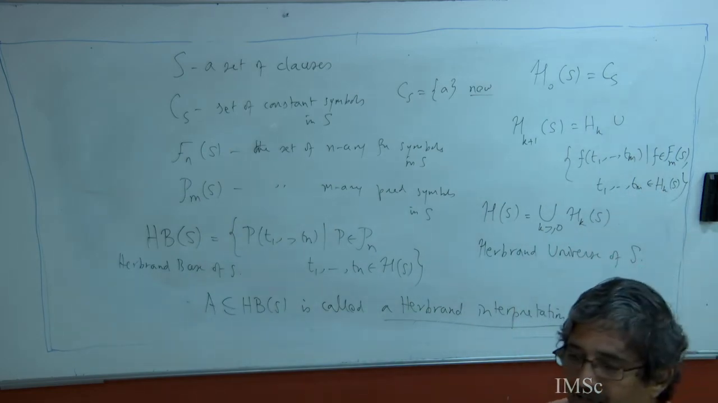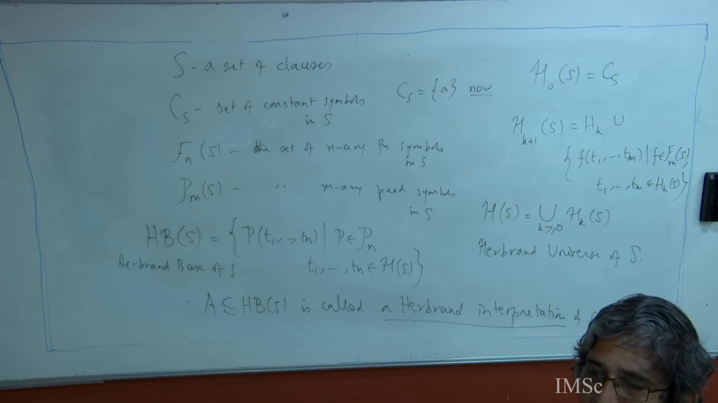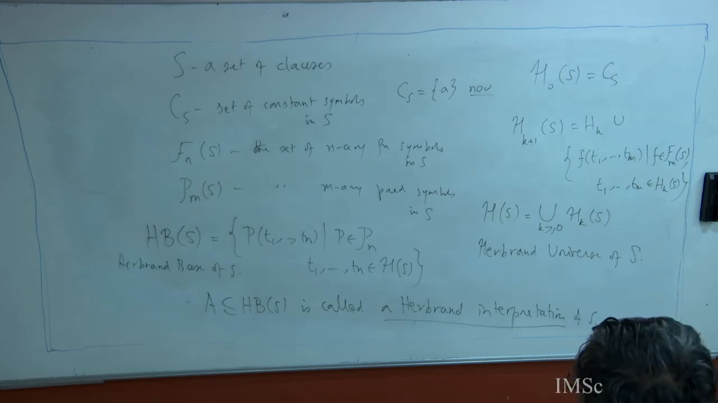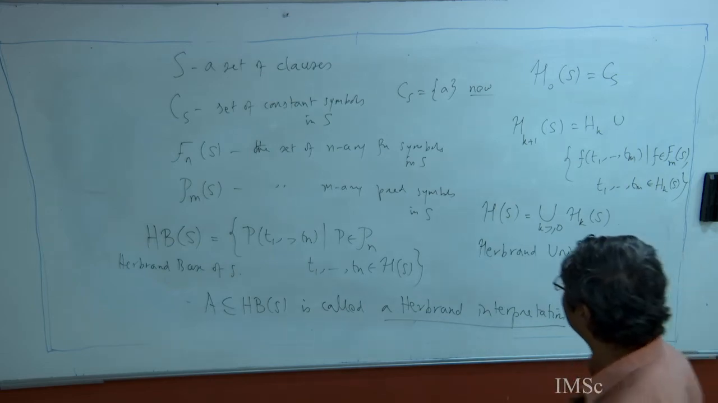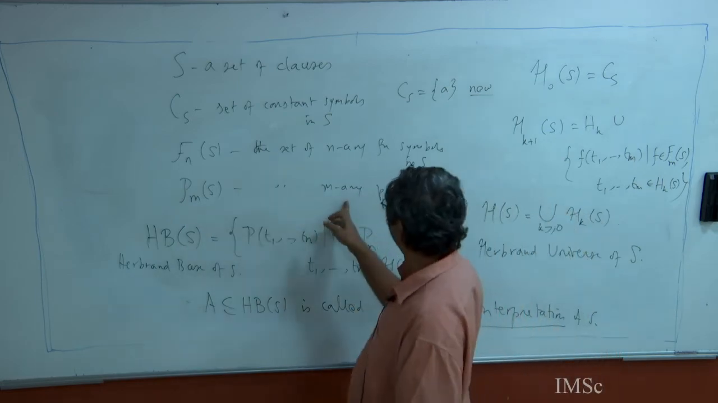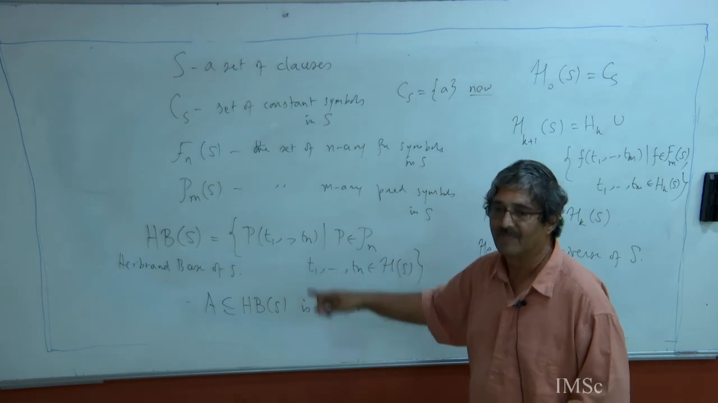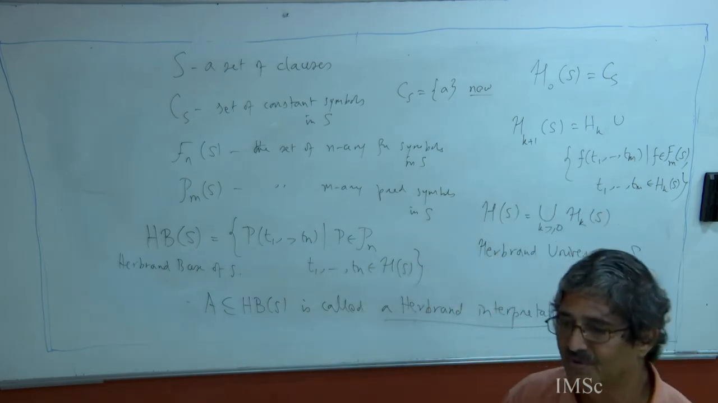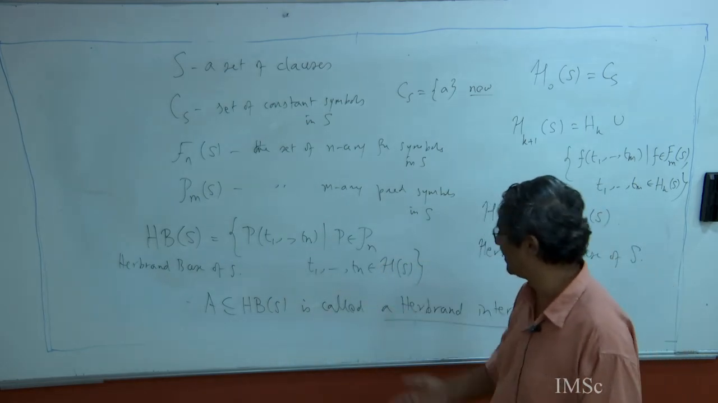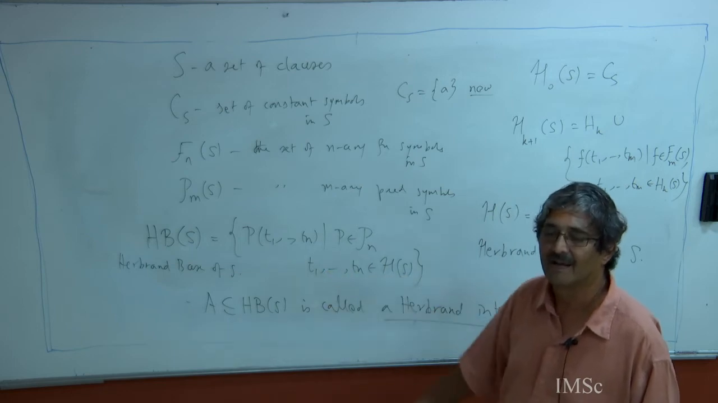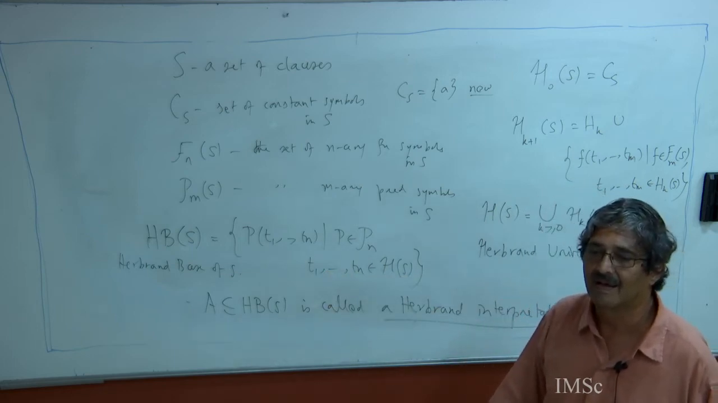One question regarding the Herbrand base. I don't understand the n-ary predicate. Why is it? What is n there? N is the arity. A predicate symbol can have whatever arity, so you just put in that many terms. That's all.